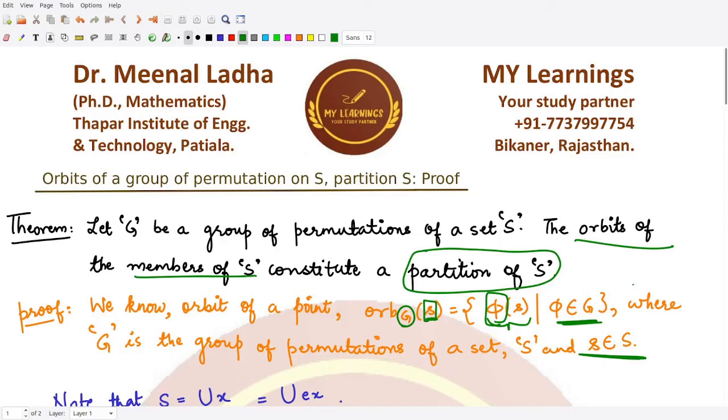Now, this set, the orbit of s, is giving us the images of each of these elements s. So what is the image? The image is again an element of this S. So obviously this orbit G of small s, where this small s is a member of capital S, is a subset of the set S. Why? Because the elements obtained in the orbit are members of S only.